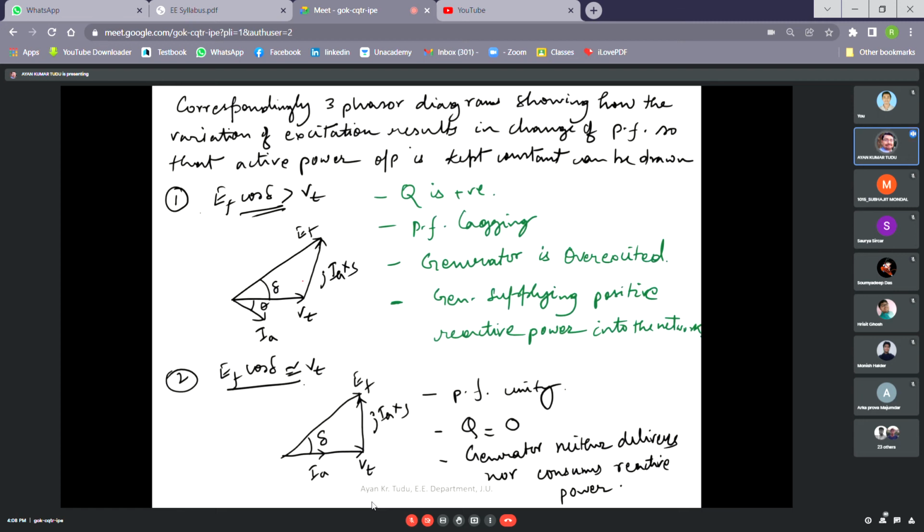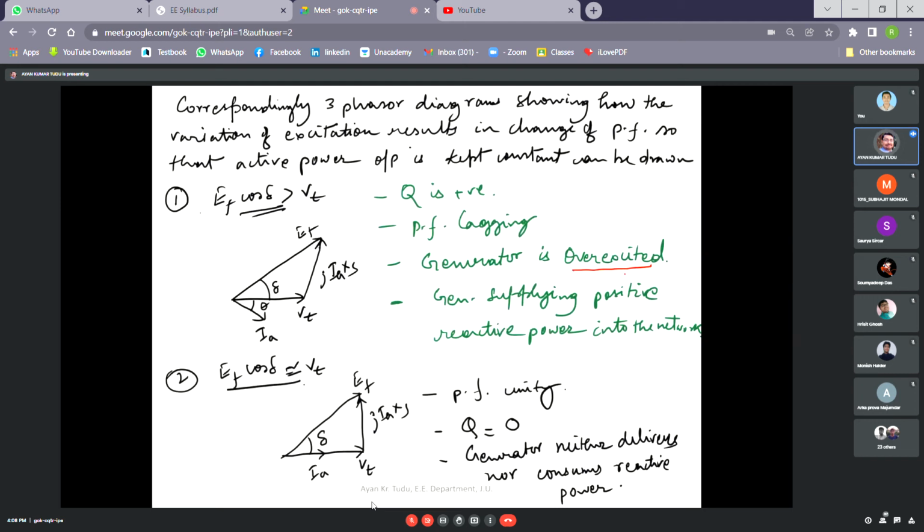So the power factor is how much? The power factor is lagging. So this condition of the generator, when EF cos delta is greater than VT, is known as the generator being in over excited condition.